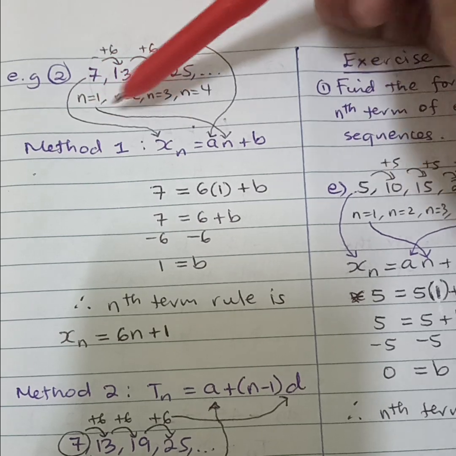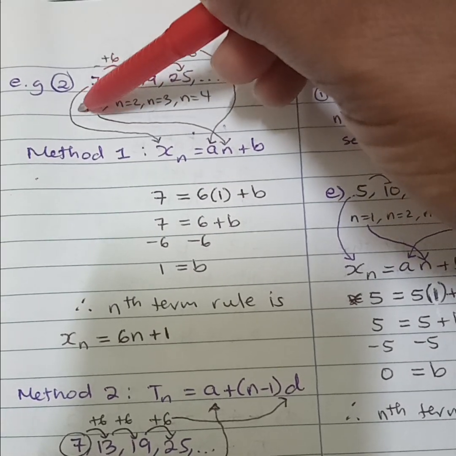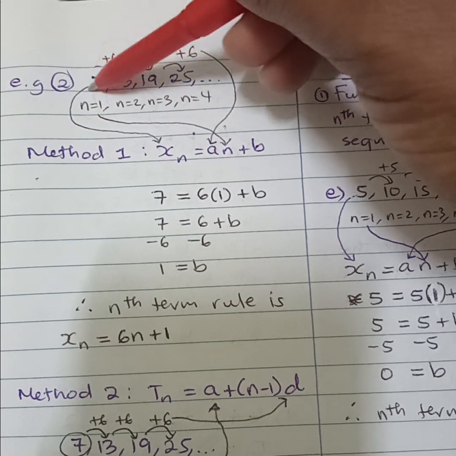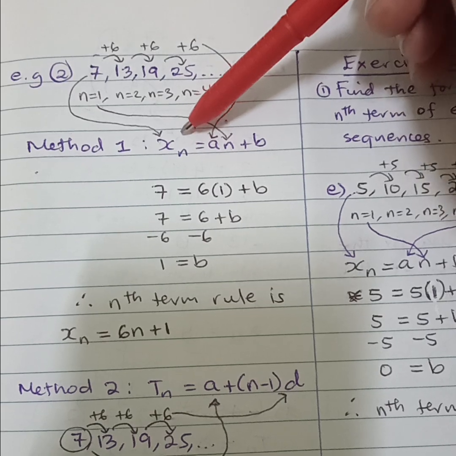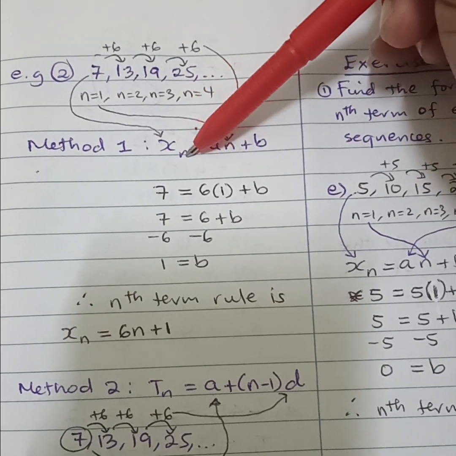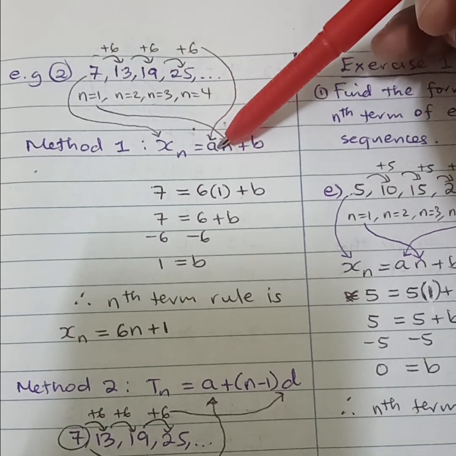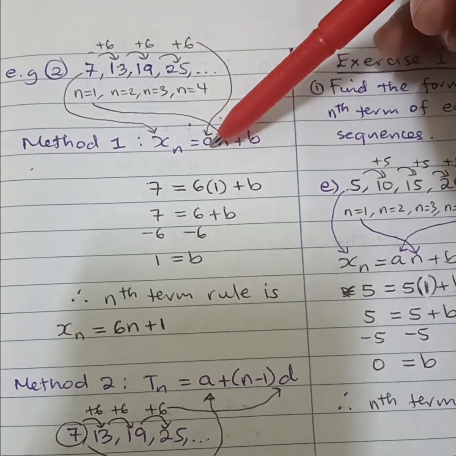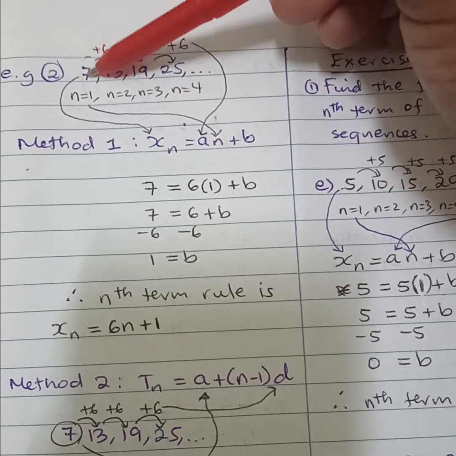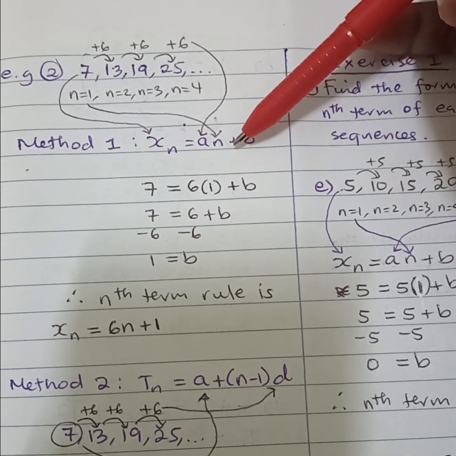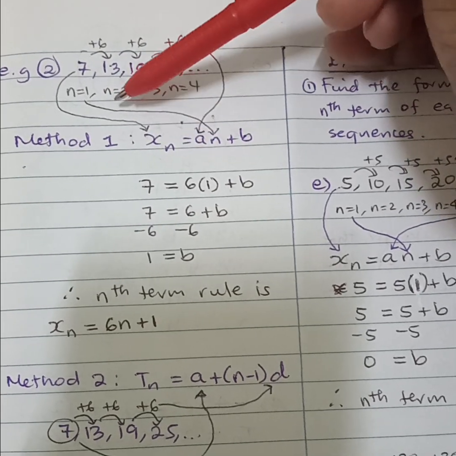Now we are using the first term to find the value of b, so we substitute the position as well as the value into the general formula for the nth term rule. So xn, the value of the term, is 7. A is the common difference, which is 6. n is the position of the first term that we got. We substitute these 3 in at the same time so we can find b.